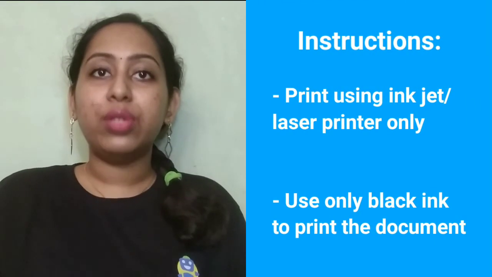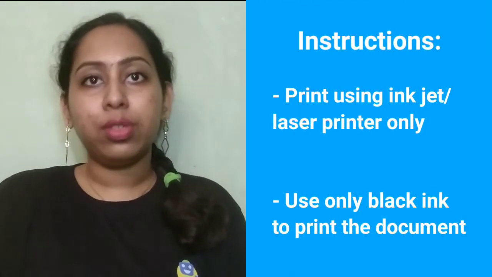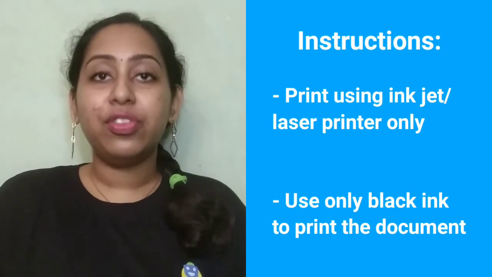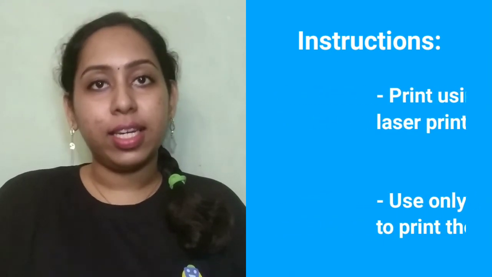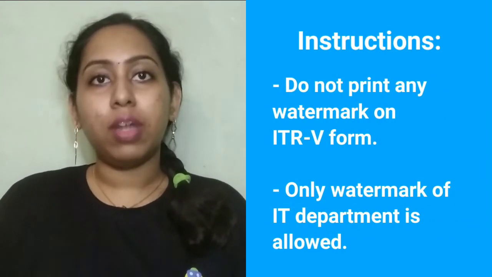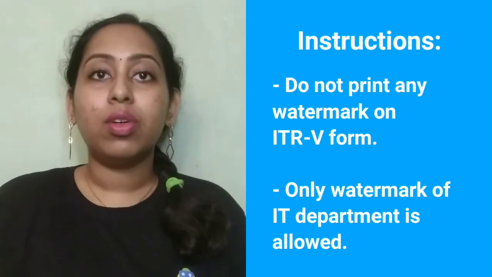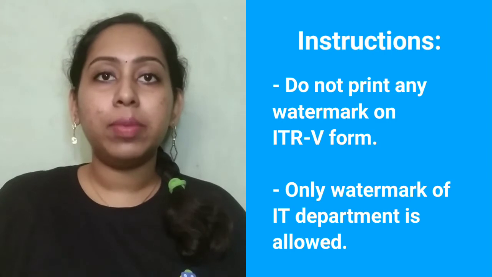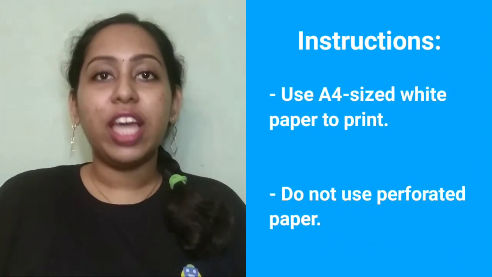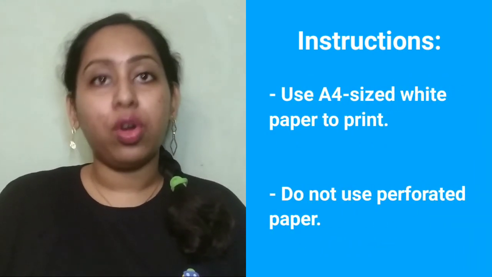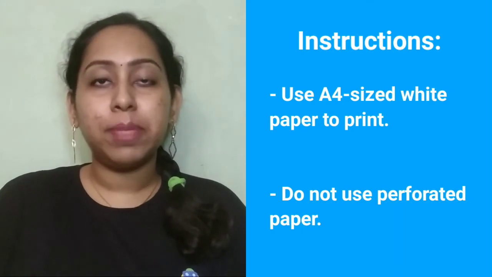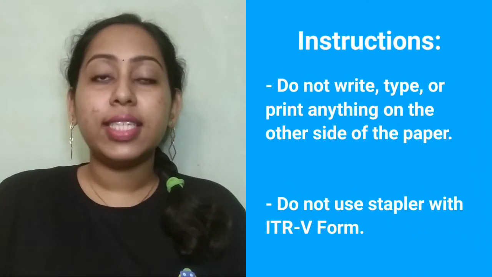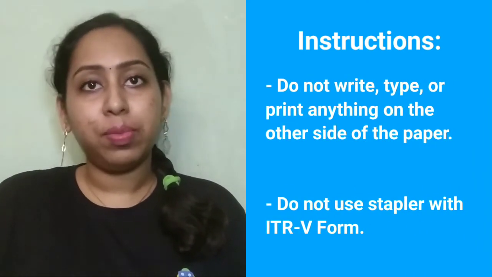You have to only use inkjet printer or laser printer to print the ITRV form. The form must be printed only in black ink. Do not print any watermarks on the ITRV form. The only watermark that is allowed to be printed on the form is that of the Income Tax Department. Use A4 sized white paper to print the document. Do not use perforated paper. Do not write, type or print anything on the other side of the paper.